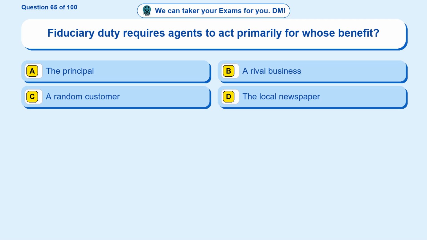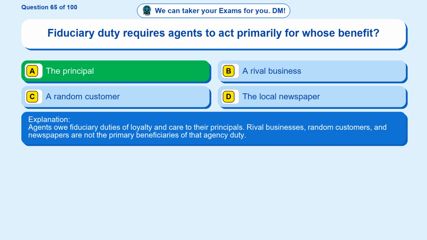Question 65. Fiduciary duty requires agents to act primarily for whose benefit? Option A. The principal. Option B. A rival business. Option C. A random customer. Option D. The local newspaper. The correct answer is option A. The principal. Agents owe fiduciary duties of loyalty and care to their principals. Rival businesses, random customers, and newspapers are not the primary beneficiaries of that agency duty.